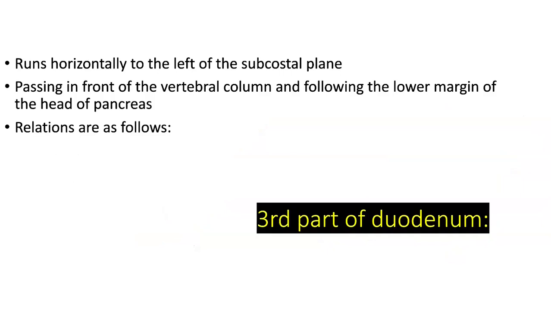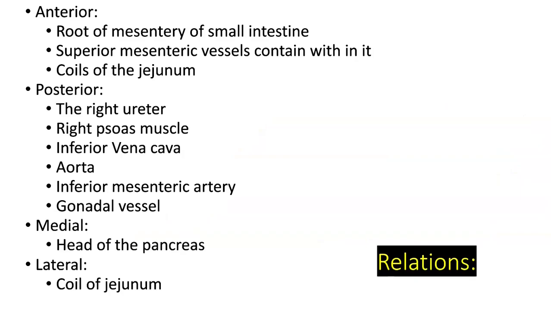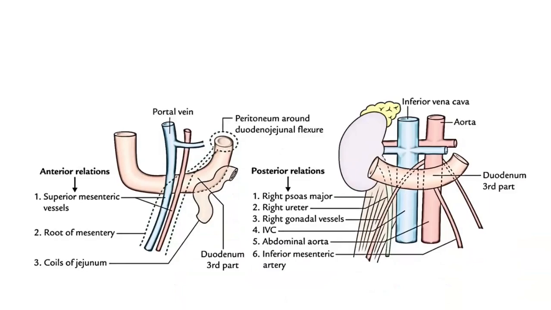The third part of the duodenum runs horizontally to the left at the subcostal plane, passing in front of the vertebral column and following the lower margin of the head of the pancreas. The relations are as follows. Anteriorly, it has the root of the mesentery of the small intestine, the superior mesenteric vessels, and coils of jejunum, while posteriorly it has the right ureter, right psoas muscle, inferior vena cava, aorta, inferior mesenteric artery, and the gonadal vessels. Medially it has the head of the pancreas, and laterally it has coils of the jejunum.